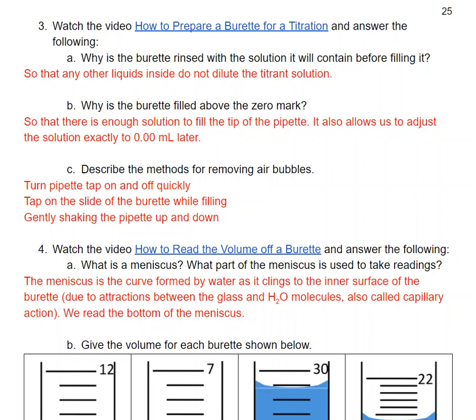So I want to fill the burette at first above the 0 mark. We want to make sure there's enough solution to fill the tip of the burette. We can adjust to 0.00 milliliters later.